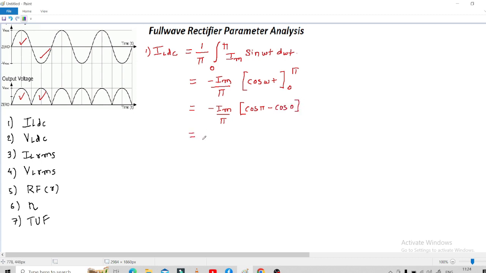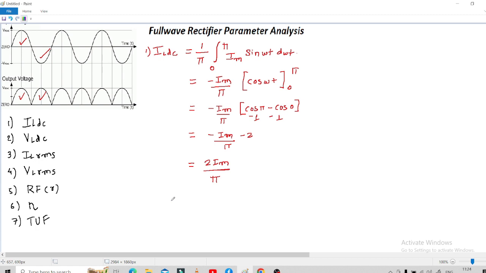So I can write directly Im by pi, cos of pi minus cos of 0. We know cos of pi is minus 1 and cos 0 is 1, so this becomes Im by pi into minus 2. This minus sign and that minus sign get cancelled, so we are getting 2 Im by pi.